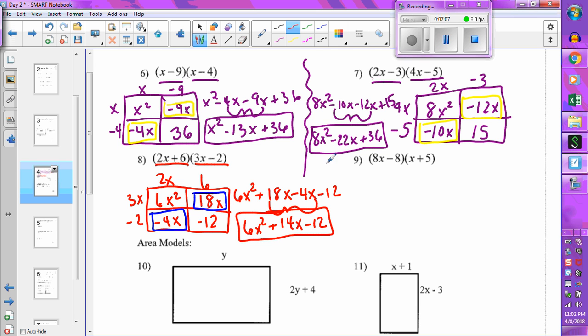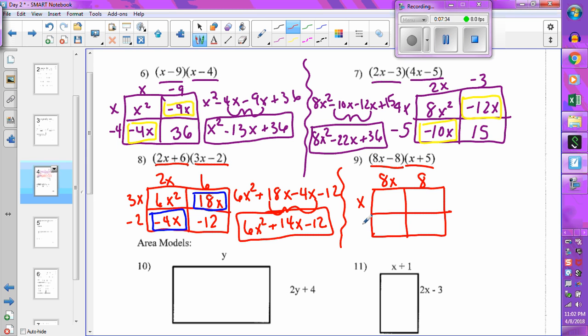Okay? So moving along, we're going to do the same thing on this side. We're going to draw a box right here. Square, box, whatever you want to call it. Make sure you put 4 other squares inside of your square or box. We're going to take our first term right here. So we're going to put the 8x here and then the 8 here. We're going to take the second term here. So then we have an x and then a 5. And we're going to start multiplying.